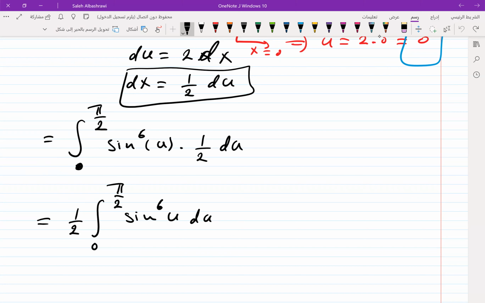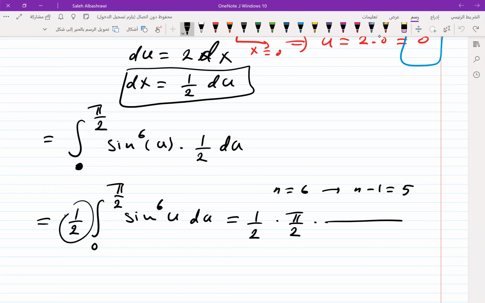Limits from 0 to pi over 2, and the power is even now, n equal to 6, so n minus 1 will be 5. I have a constant outside, I have to write it. So it is 1/2 multiplied by. Since we have even power, we must have pi over 2 multiplied by 1 times 3 times 5 in the numerator, divided by 2 multiplied by 4 by 6 in the denominator.